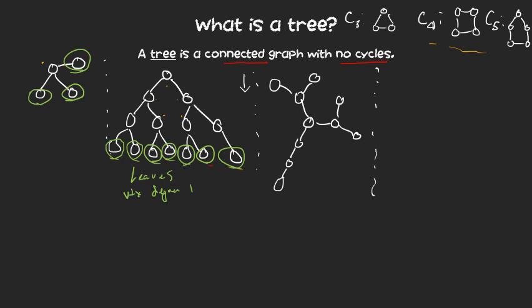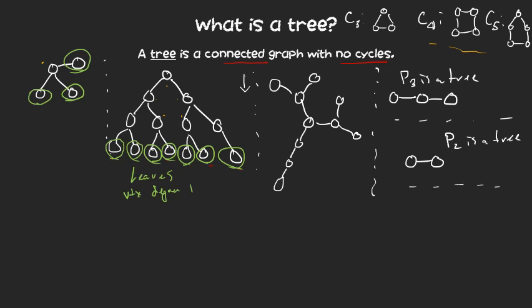We could even have something simple like just a path on 3 vertices. This is a tree. It's connected and doesn't have any cycles. Or what about just a path on 2 vertices? That also is a tree. And in general, a path is a tree. It's a type of tree.